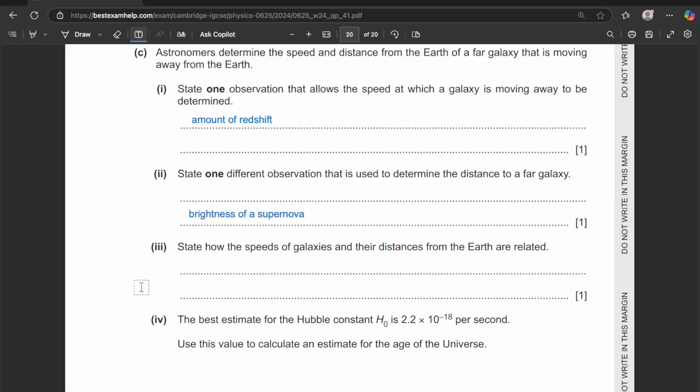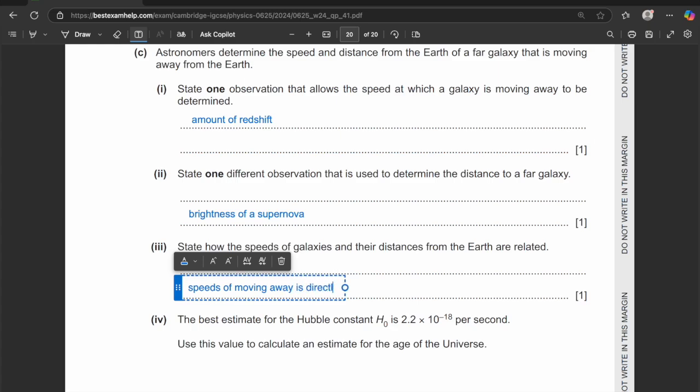3. State how the speeds of galaxies and their distances from the Earth are related. So if a galaxy is moving away from the Earth at a faster speed, that means it's also farther away from the Earth. So I'm just saying that the speed and distance are directly proportional to each other. So we can say that the speeds of moving away are directly proportional to the distances from the Earth.